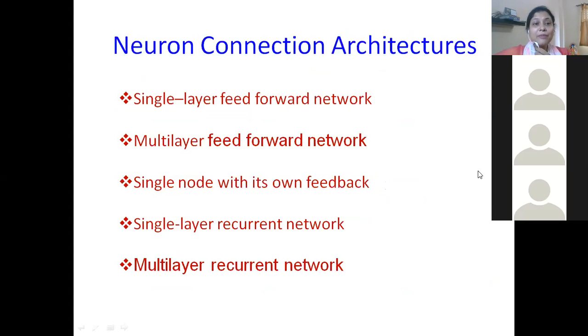Now, coming to the neuron connection architectures, the most important part of this ANN. The first one is the single layer feed forward network. The second one is the multi-layer feed forward network. The third one is a single node with its own feedback. The fourth one is the single layer recurrent network. And the fifth one is the multi-layer recurrent network.